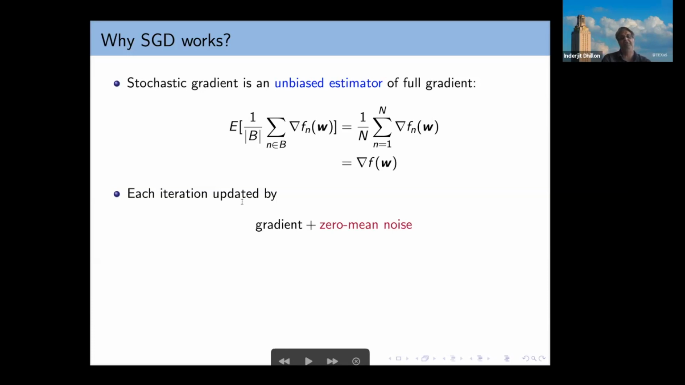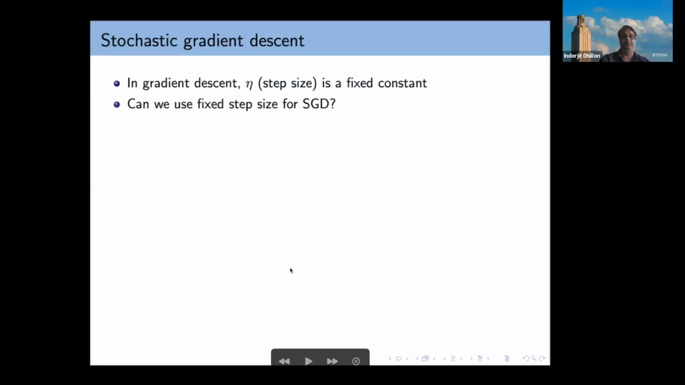So you can think of each iteration as having the actual gradient, and you have some noise. And since it's an unbiased estimator, this noise actually has zero mean. That's why the expectation of this will be the expectation of the gradient, which is constant, plus the expectation of the noise. And since this is zero mean, you can look at gradient descent or stochastic gradient descent as updating with the gradient plus a zero mean noise.